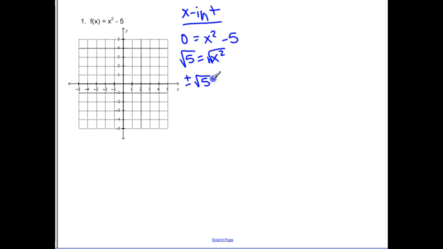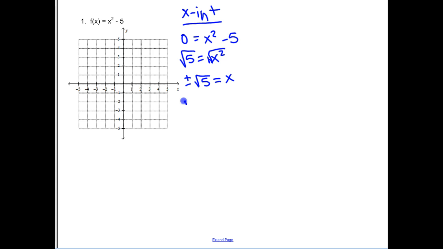Example 1, f of x equals x squared plus 5. Let's start by finding the x-intercepts. This is just like finding zeros. We're going to let y equal 0 and solve it for x. So add 5 to both sides, and then take the square root of both sides. So the intercepts are plus or minus radical 5.